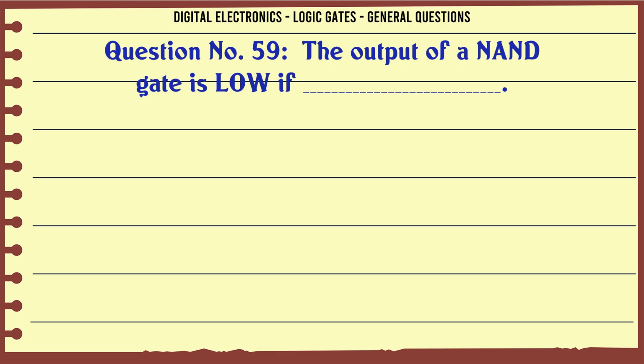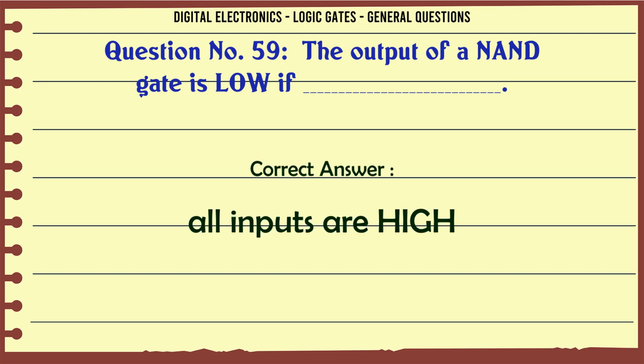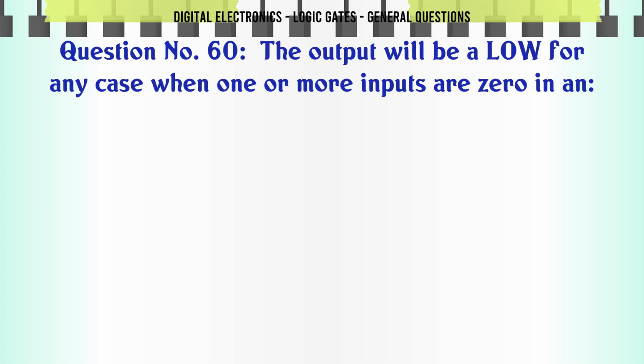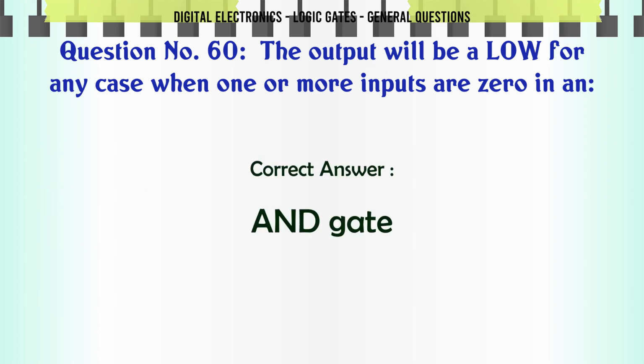The output of a NAND gate is low if A. All inputs are low. B. All inputs are high. C. Any input is low. D. Any input is high. The correct answer is all inputs are high. The output will be low for any case when one or more inputs are 0 in an A. OR gate, B. NOT gate, C. AND gate, D. NAND gate. The correct answer is AND gate.